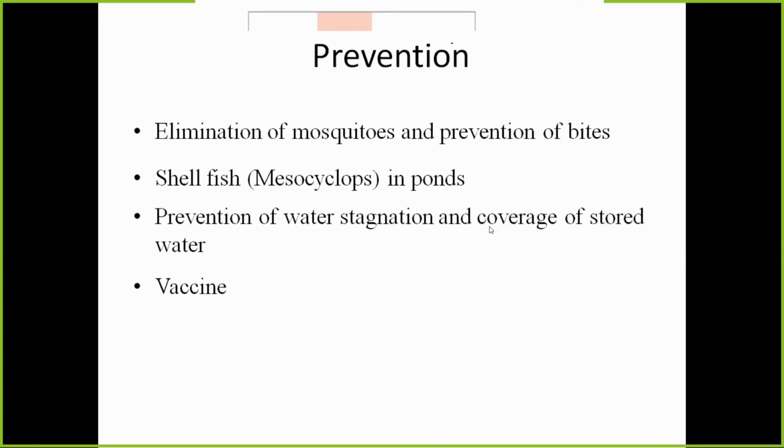Okay, prevention is the same as for any mosquito-borne disease. So we have to prevent mosquito bites. And this shellfish called mesocyclops is known to feed on the larva of Aedes aegypti. So if they are kept in a pond, that may help. And then prevention of water stagnation and coverage of stored water.